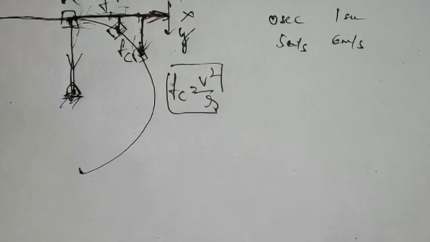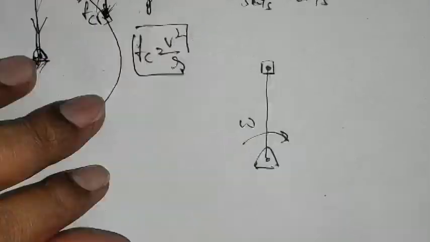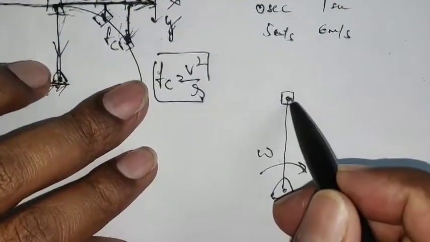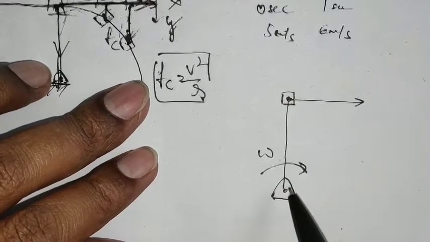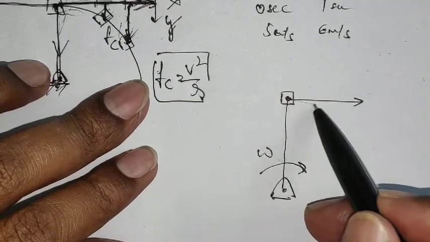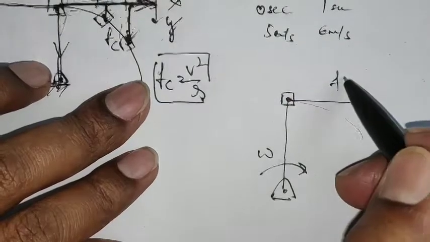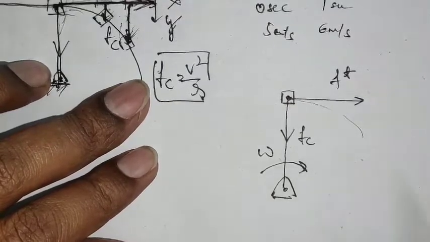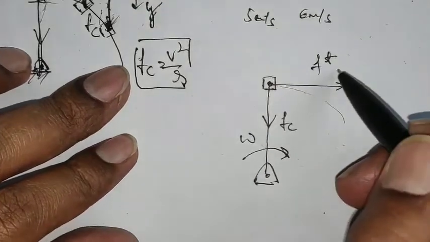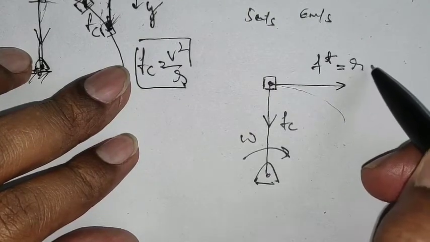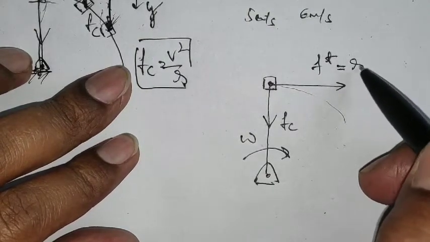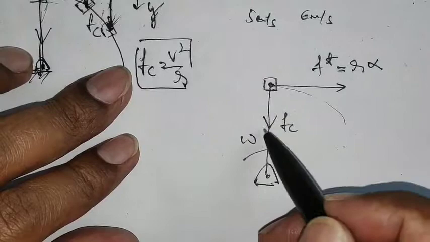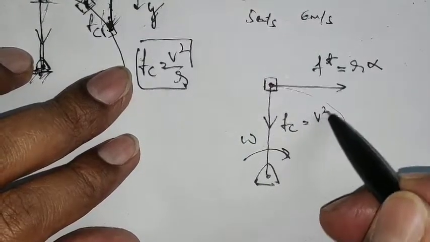So there will be two accelerations. One is the acceleration in the direction of the motion along the circular path, which is called the tangential acceleration, and the other acceleration is towards the center, which is called the centripetal acceleration. The tangential acceleration, as we already said, is given by r into the angular acceleration, and similarly Fc is given by the formula v square by r.